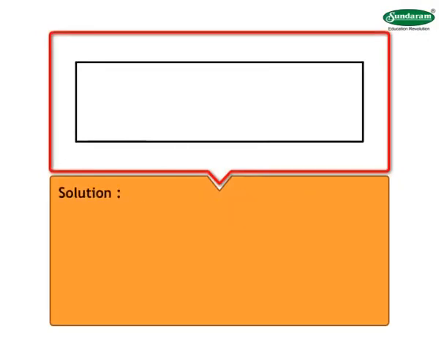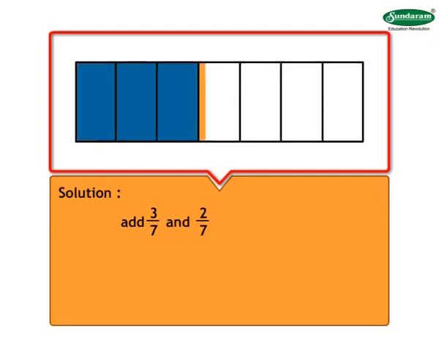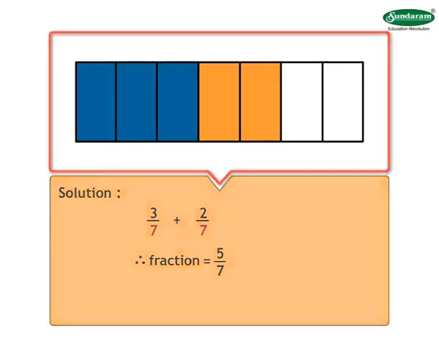Solution: we have to add 3/7 and 2/7. In the figure, if we count all the colored squares, we can see that we have 5 parts colored out of 7 parts, and thus the fraction will be 5/7. Since the denominators in both fractions 3/7 and 2/7 are equal, just add the numerators only. Write the denominator as it is.